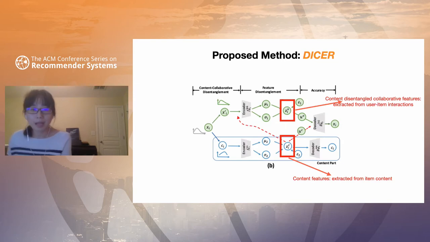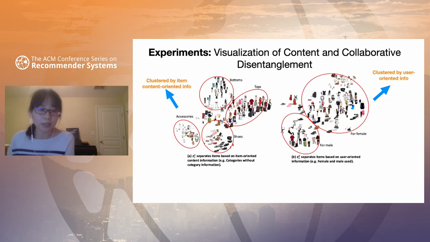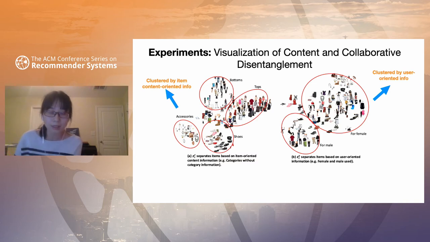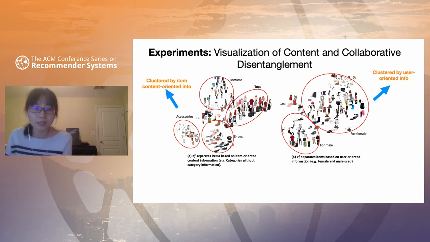Recall that we have two important variables in Dicer. One is ZIC, which represents the content features, and ZIO represents our learned content disentangled collaborative features. We further visualize the two learned features, and here are the results. The first figure shows the visualization of our learned content features. We can see that it separates items based on item-oriented content information. That is, it separates items based on the categories without the category information.